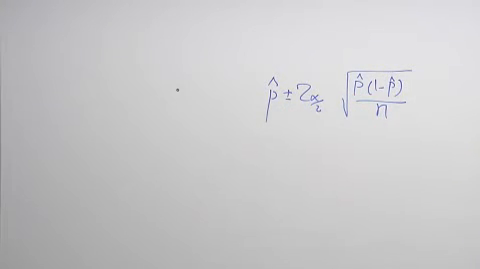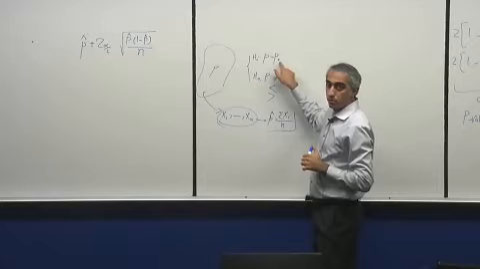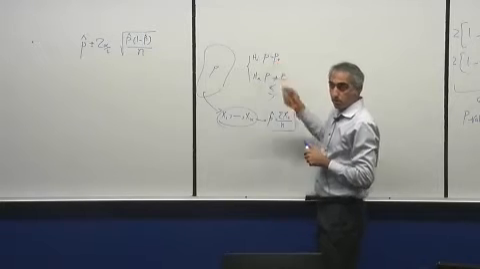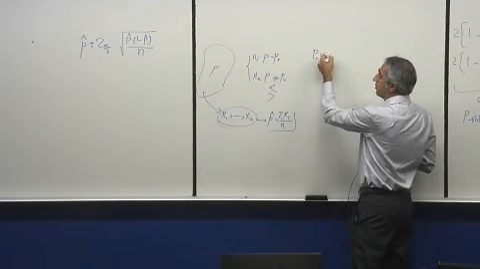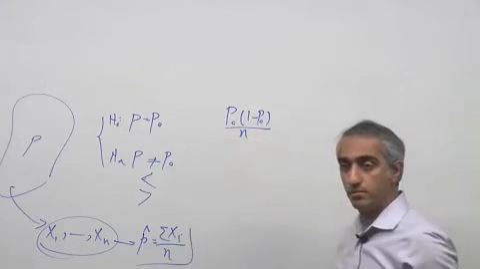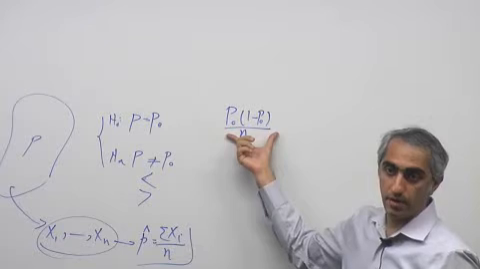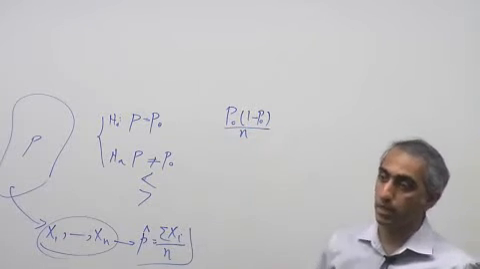Okay? However, in this case, we are saying under H null, p is p0. So under H null, your estimator for variance would be p0 times 1 minus p0 divided by n. Okay? That's the estimator for variance. So use that one instead of p hat.